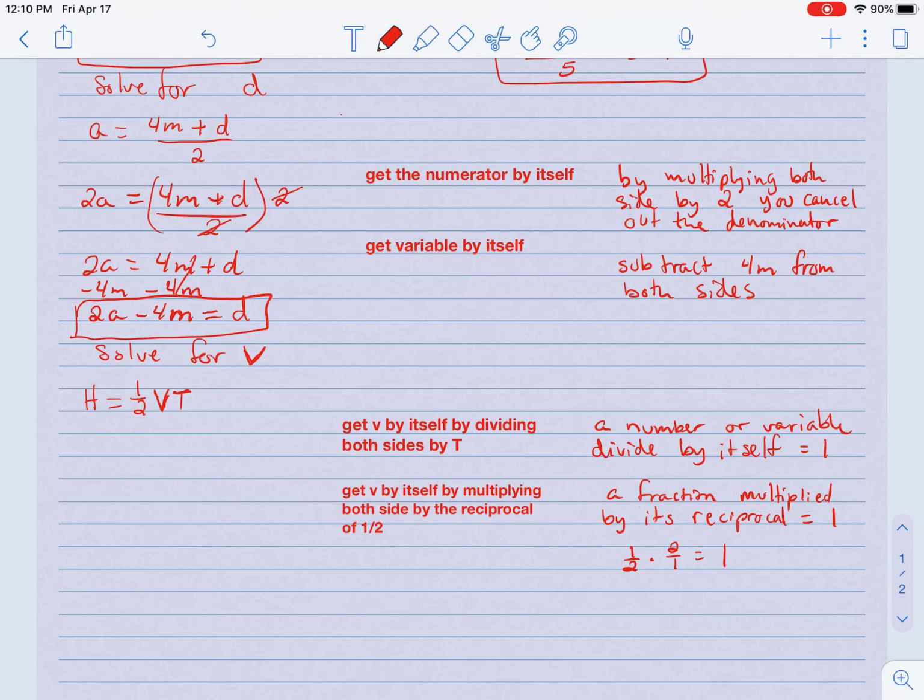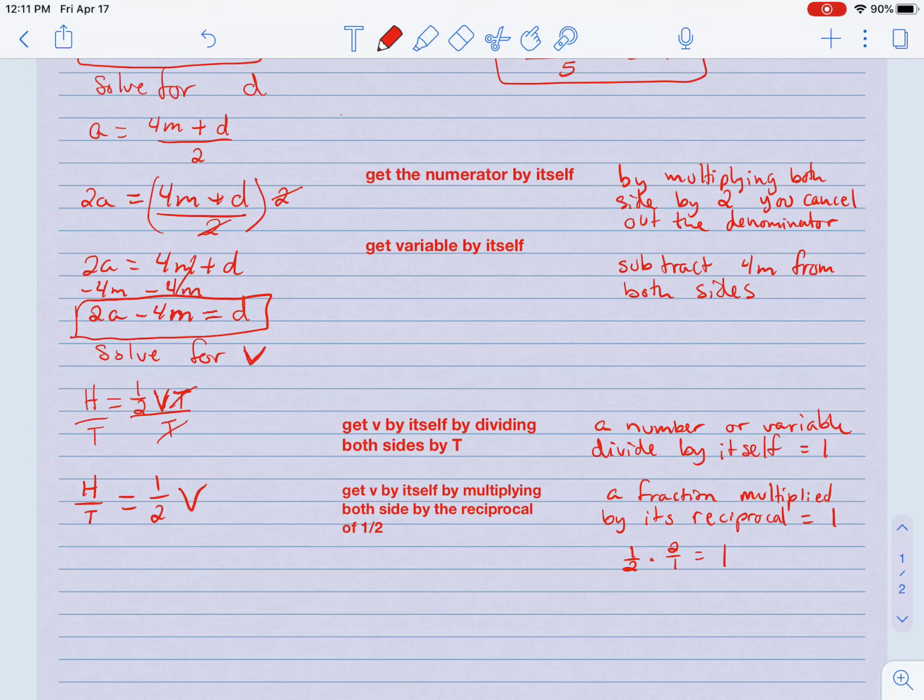So first I want to get rid of the t. So I divide both sides by t. What this is going to do is cancel out that t. So now you've got h over t equals 1/2 v. Okay, last step, we want to get rid of this coefficient of 1/2. And so to divide by 1/2, it's the same as multiplying by the reciprocal.